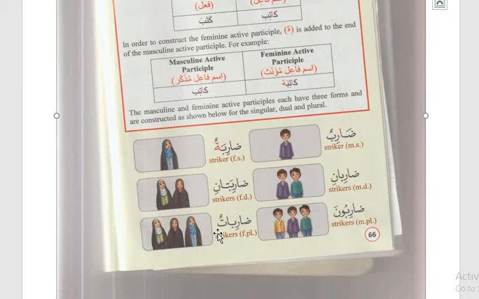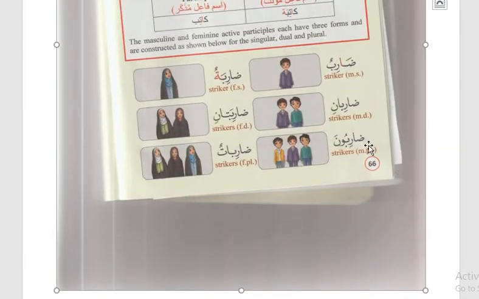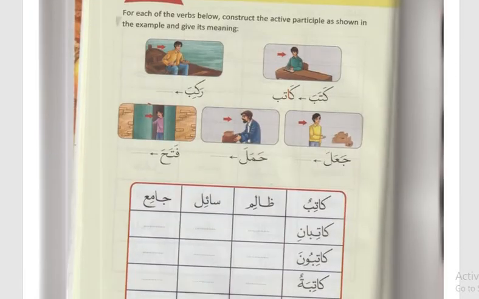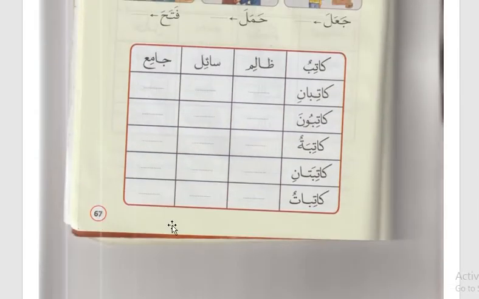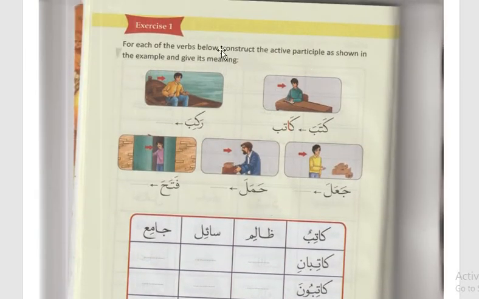I think till now it's very clear, inshallah. Let's move on to the next page. So this page was 66. Let's move on to the next page. Also, you have it in your book, page 67. Here, page 67. So, in page 67, let's see what do we have. Exercise 1. For each of the verbs below, construct the active participle as shown in the example and give its meaning. So, they are giving us an example to make active participle.